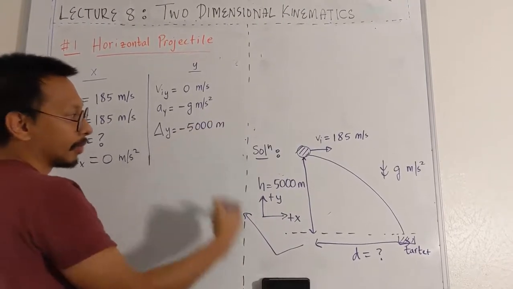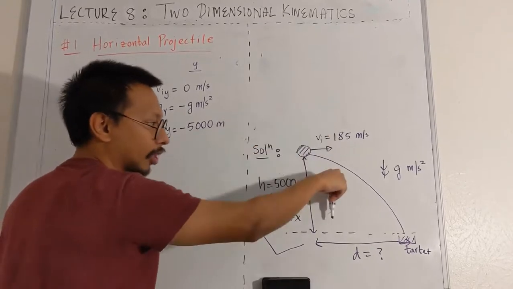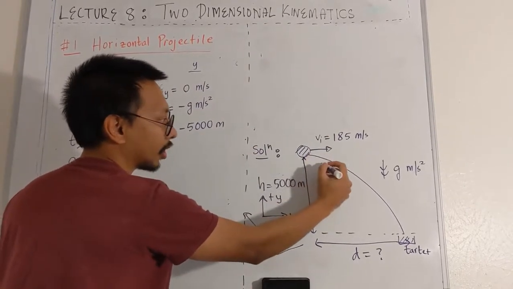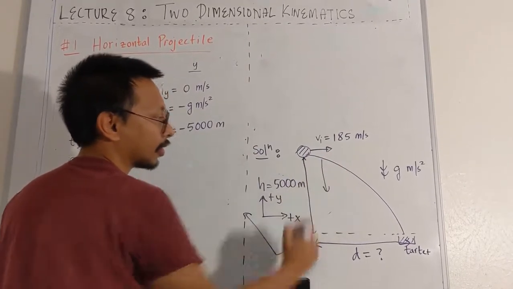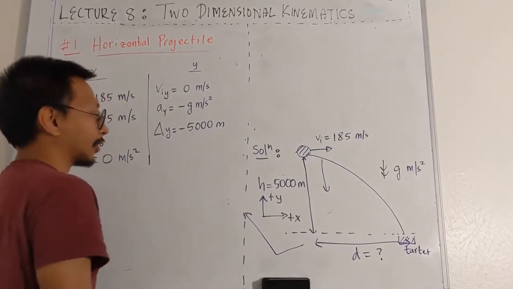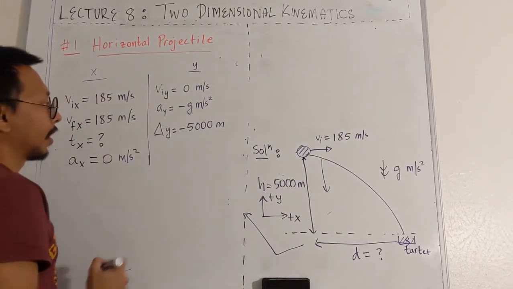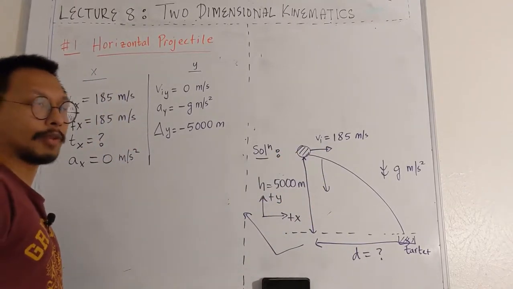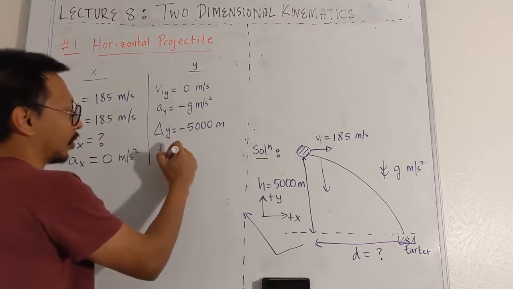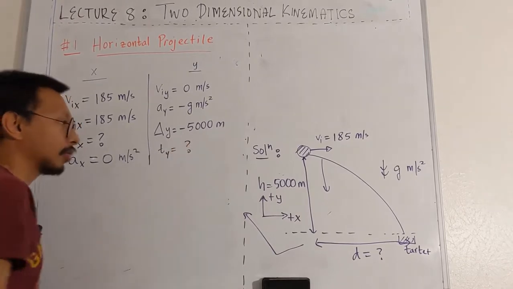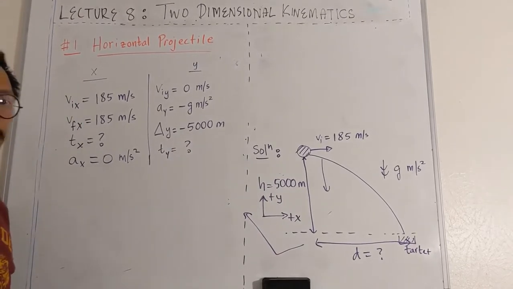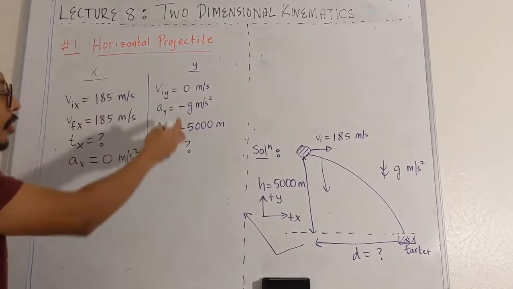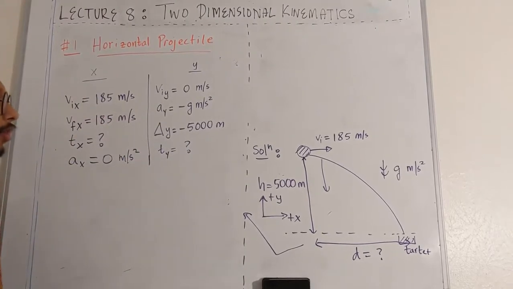Why minus? Because the parcel is falling downward, so the displacement covered by the parcel is in the negative y direction. That's why negative. Do we know the time it takes to fall a distance of 5,000 meters? We don't. So the Ty is also unknown. Okay. Now let's ponder a little bit about all these variables that we have noted down.